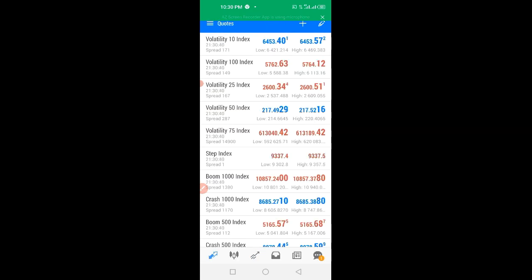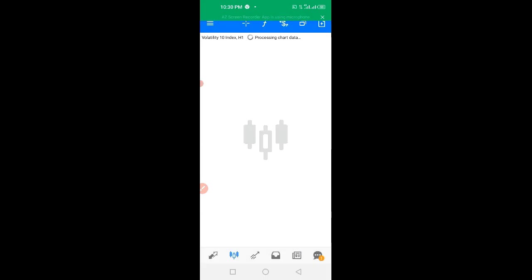Now on this, we're not touching Boom 500, Boom and Crash. We're not touching Boom and Crash. We want to deal with volatilities and step index or whatever other indices that are there. So let's check this Volatility 10, the first one up here.